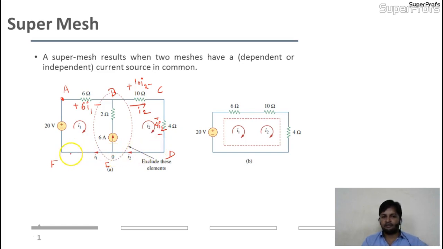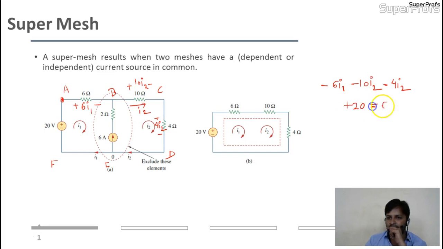Come here. Don't go in this. Sorry, come here, and we have to end our journey here. So we'll start from A. First, I'm getting 6I1. Second, I'm getting 10I2. Thirdly, I'm getting 4I2, and the sign is negative. Come here and then at the end plus 20, because we consider the direction which is ending at the independent source. So this is the equation. I can simplify it further: minus 6I1 minus 14I2 plus 20 equal to 0.